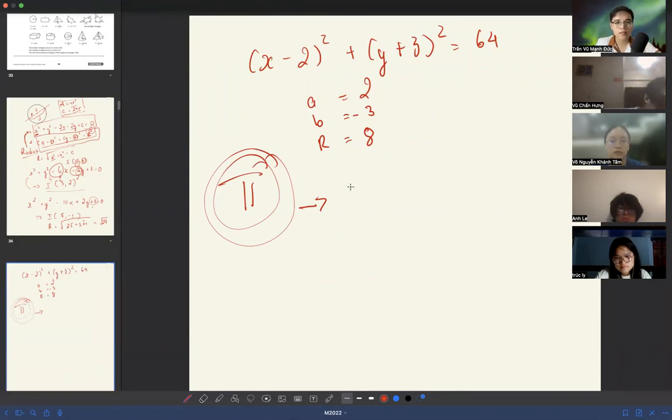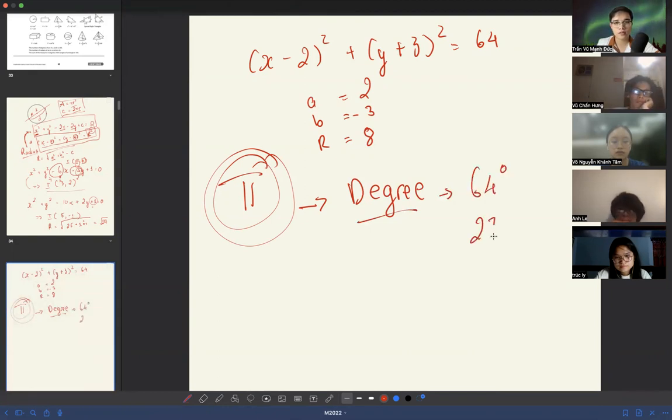And for the degrees, for example you have 64 degrees or 27 degrees, this is not the temperature. This is just degrees in the mathematical sense. It's not Fahrenheit, it's not Celsius. It's just degree, not degree Fahrenheit or anything like that.